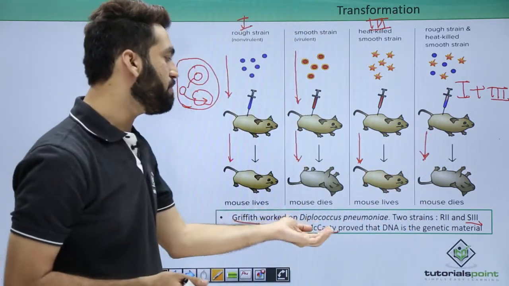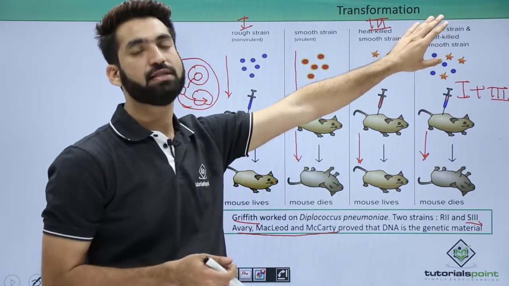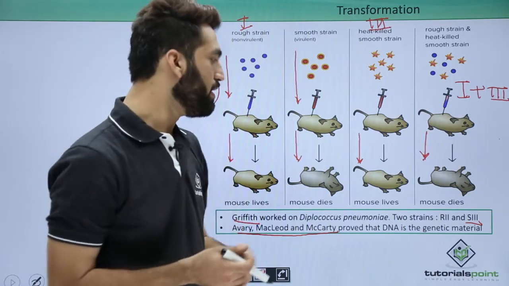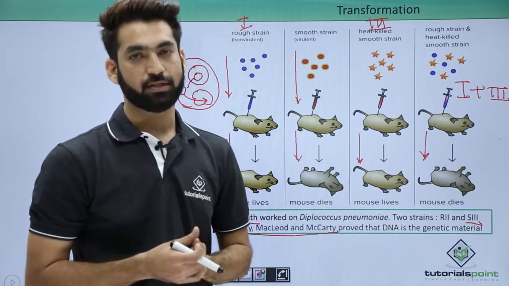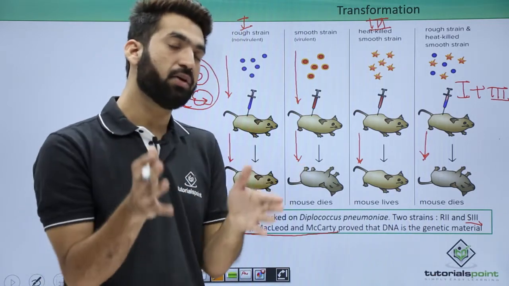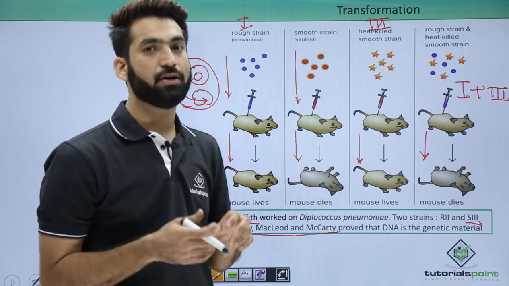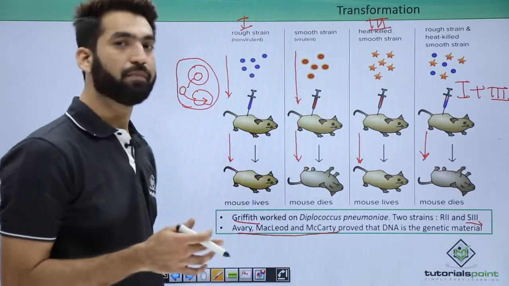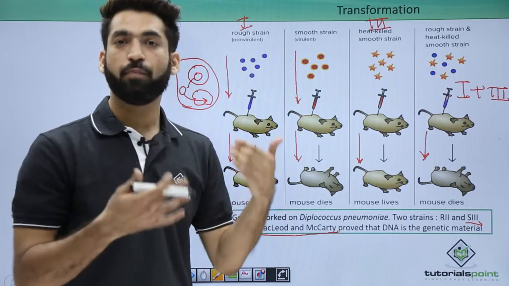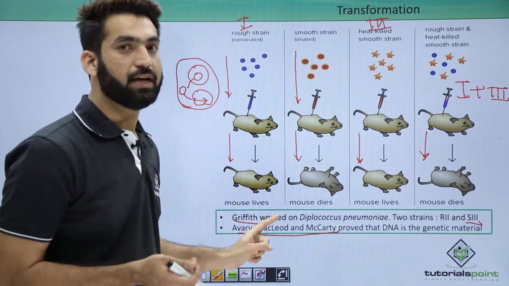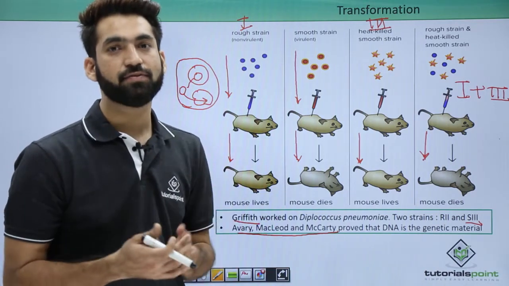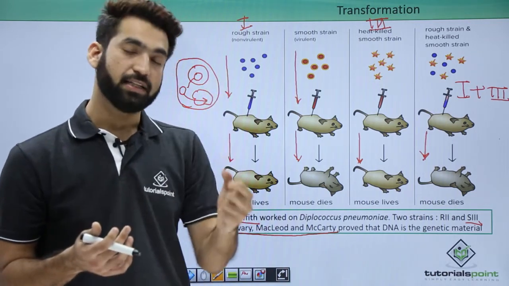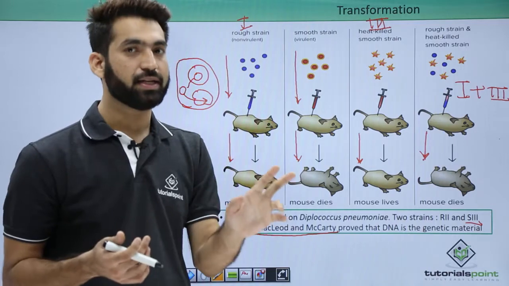So Avery, MacLeod and McCarty proved that it was DNA which was transferring from the heat killed S3 to R2, making it something like S3, and then they proved that DNA is the genetic material. So the question can be asked: who did the molecular characterization of Griffith's experiment, or of the transformation experiment? Your answer will be this. The question can also be, who proved that DNA is the genetic material? Don't answer Griffith, because Griffith could not tell what was being transferred. Your answer would be Avery, MacLeod and McCarty only, because they found out that it was the DNA which was transferring, so DNA is the genetic material.